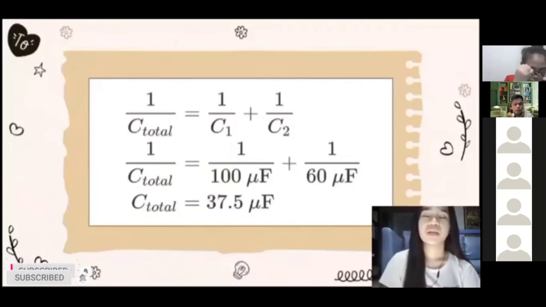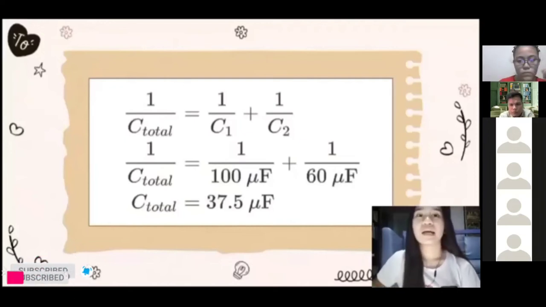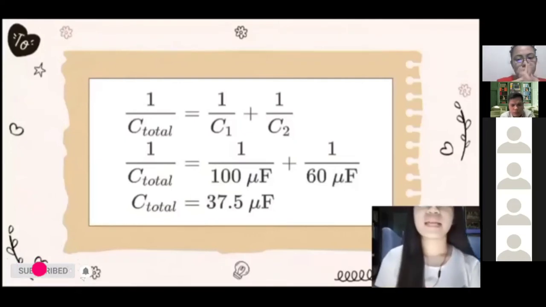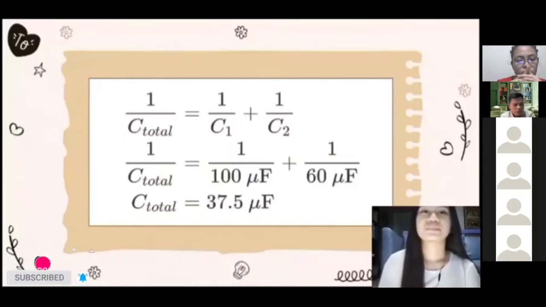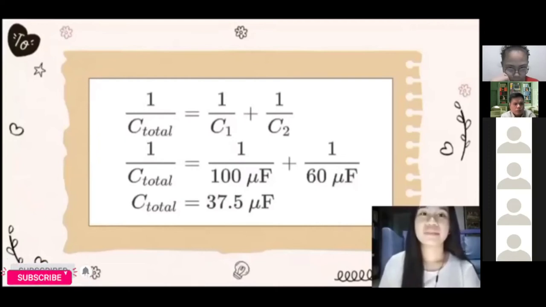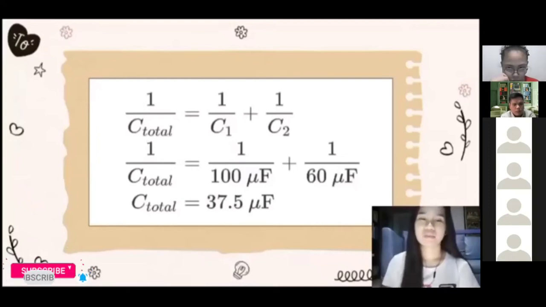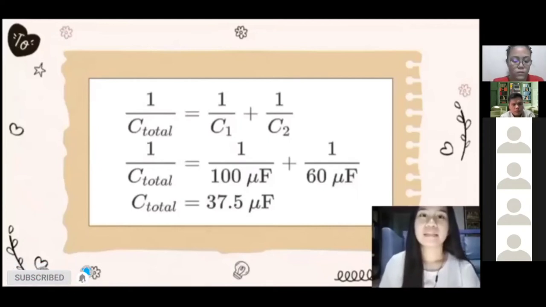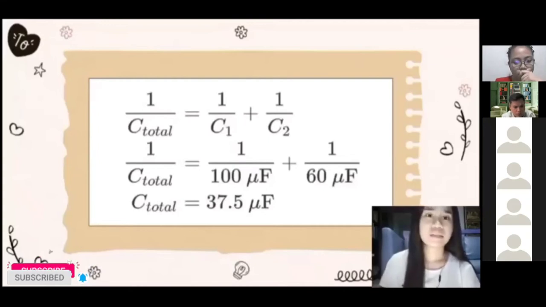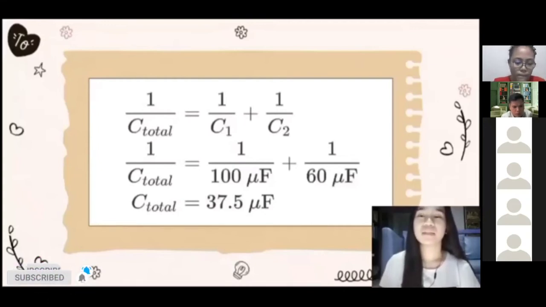So, same method kanina, we're going to cross-multiply para mawala yung 1 at maiwan yung C sub S natin, which is yun yung hinahanap. So, cross-multiply natin, makukuha natin is 0.027 times C sub S is equal to 1 times microfarad. So, para makansel at maiwan yung C sub S, we're going to divide both sides by 0.027. So, we'll get 1 over 0.027. So, na-cancel na siya. So, C sub S is equal to 37.5 microfarad.